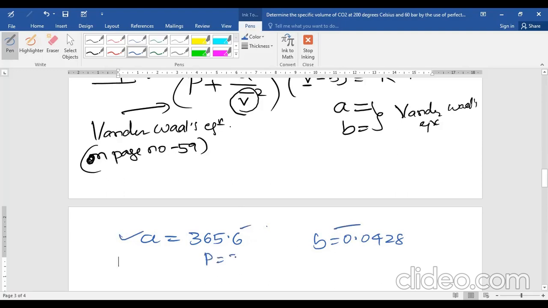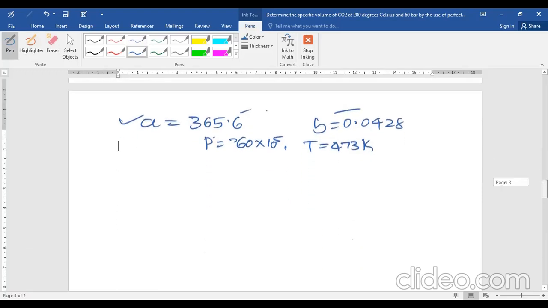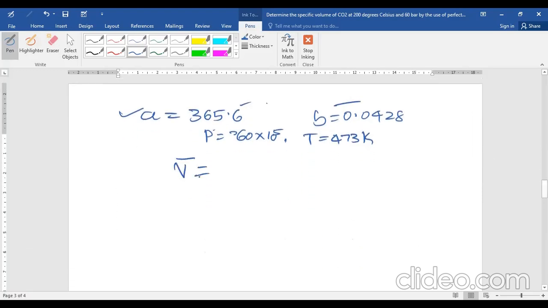Pressure P is equal to, how much has he given? 60 bar, I think. Yes, correct. 60 bar, 60 into 10 to the power of 5. This is the B value. A value, B value, and P value. Temperature is 473. If you substitute in the above equation and calculate V bar, please try to calculate the value of V bar. Let me open the calculator.